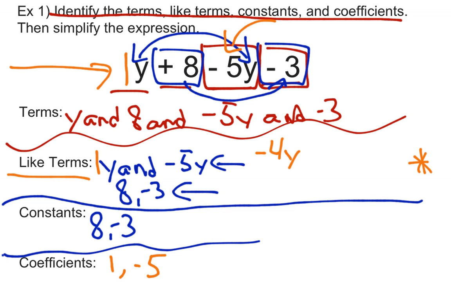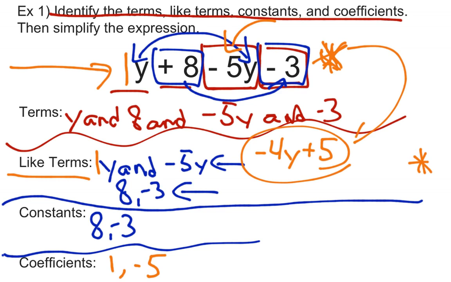And then I'm going to add the 8 and the negative 3 together. 8 plus negative 3 is going to give me a positive 5. And that is my simplified answer. It started out complicated up here. And then, working our magic, we simplified it to a condensed form, negative 4y plus 5.